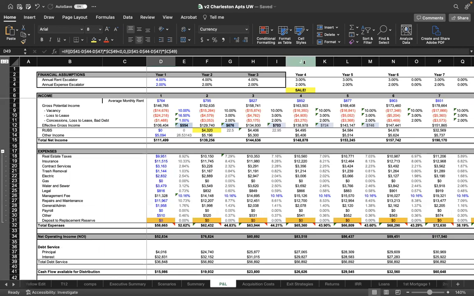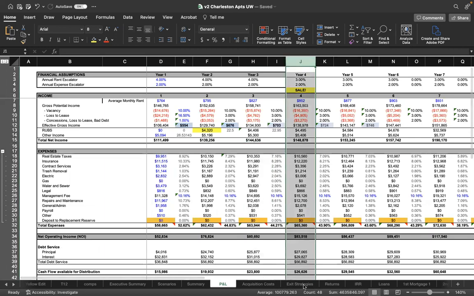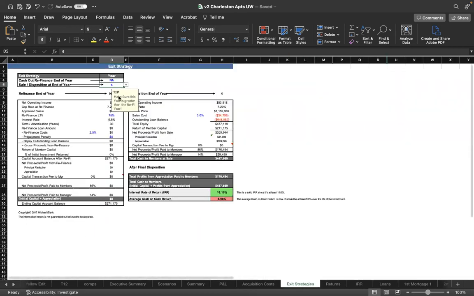And we are projecting to sell this in year 4. Now, maybe we refinance in year 3, and so we can go into the exit strategies. This is kind of just playing with the numbers. We could play with this all day long. But if we say we're going to refinance in year 3 and sell it in 6 more years, cash flow goes up to 11%, and the IRR is 18.